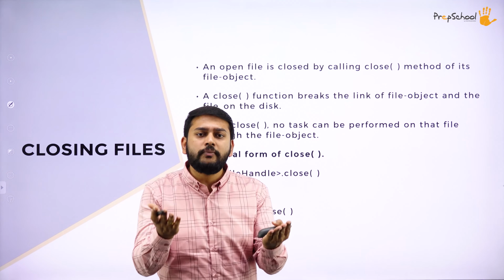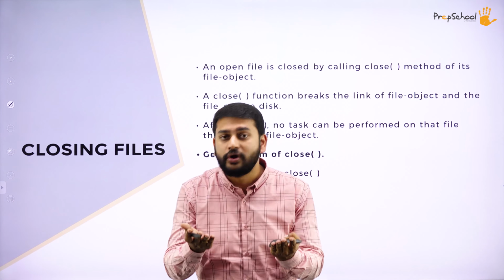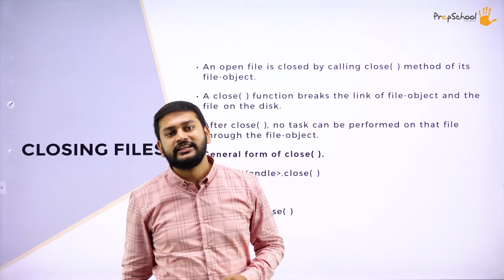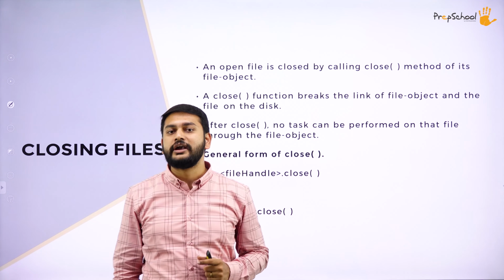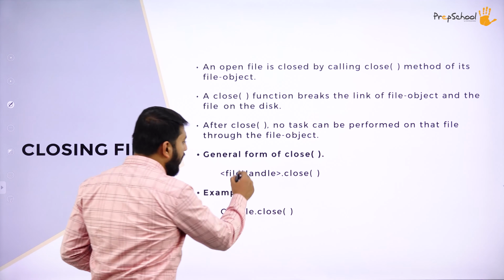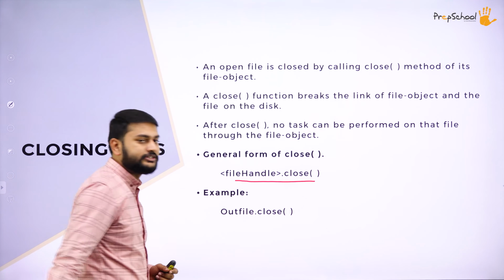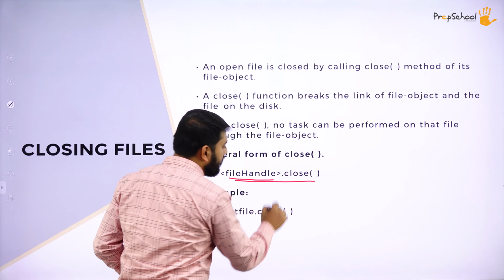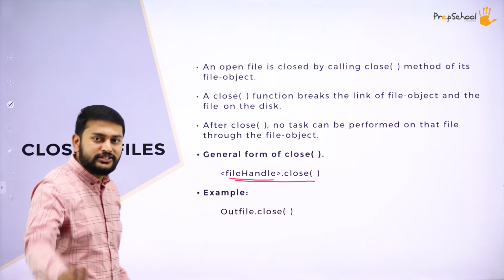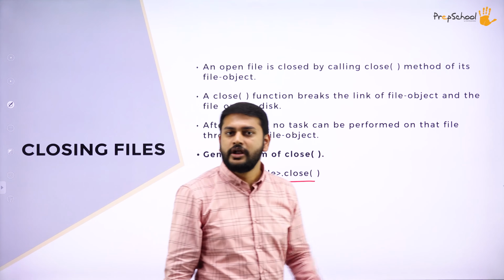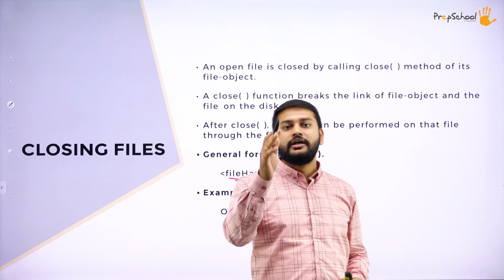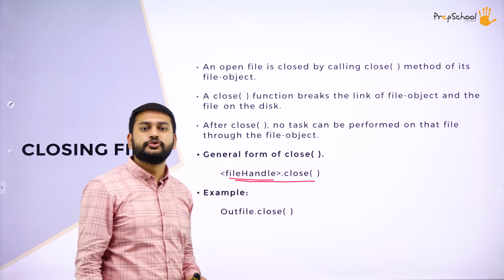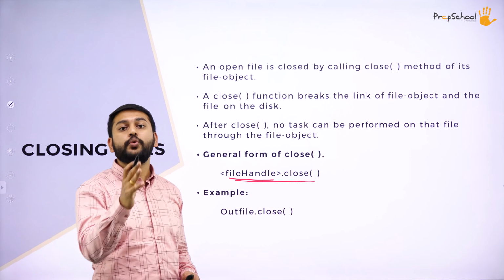Once I'm done with all my tasks with the opened file, what is the next thing that I have to do? Yes, you have to close the file. What is the syntax to close a file which you have already opened? You have to use a function called close. I will write the file handle, the file object name, whatever you have given, dot close, which is the function you use to close any file which you have opened.